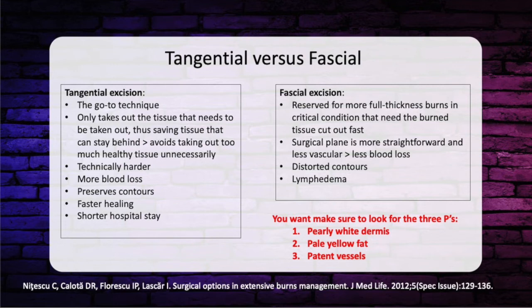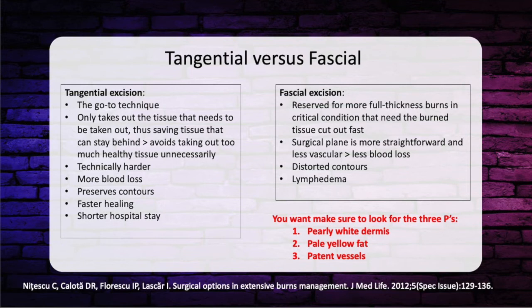Now, going into a little bit more about tangential versus fascial, do you want to talk about that, Brian? Sure. So the benefit of doing a tangential excision is that you can take out only what you need to. So you can keep as much healthy tissue as possible. This is good because it can lead to better contouring in the burned area and you don't over debride what you have to. The drawback to this is that this tends to be a bloodier technique. It's more time consuming and requires a keen eye to determine the level of healthy tissue reached. There's also a risk that you leave some non-viable tissue left behind. And if you're going to autograft at the same time, that could lead to autograft failure.